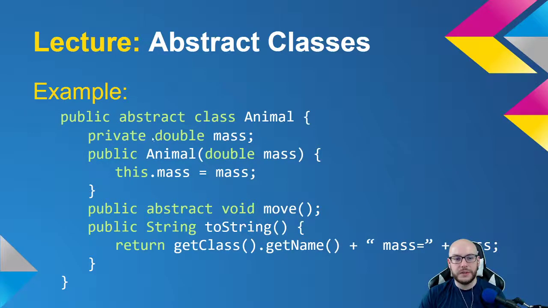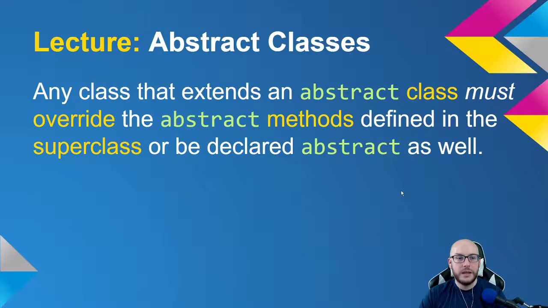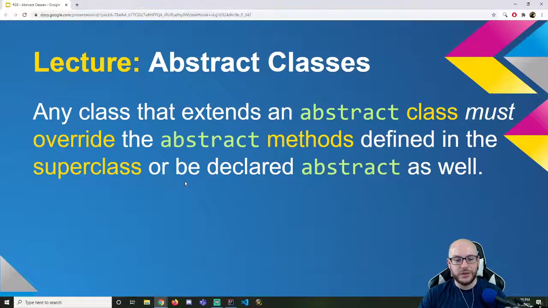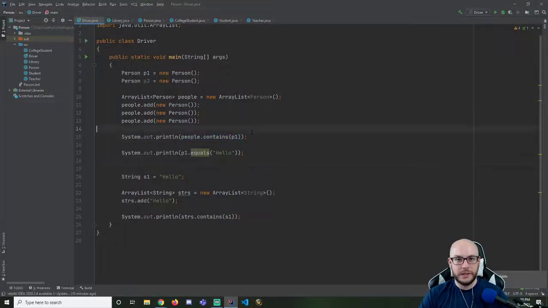But what I can also do is come in with some concrete elements and mix those in. I have an instance variable, a mass. Because I have an instance variable, I've got a constructor that helps me initialize it. Down here, I've got a toString, and it is a concrete method, right? It is not abstract. It does have a body. It does have an implementation. That's what a concrete method is. Any class that extends an abstract class must override the abstract methods defined in the superclass or be declared abstract as well. I think we should start coding to really hammer this slide home.